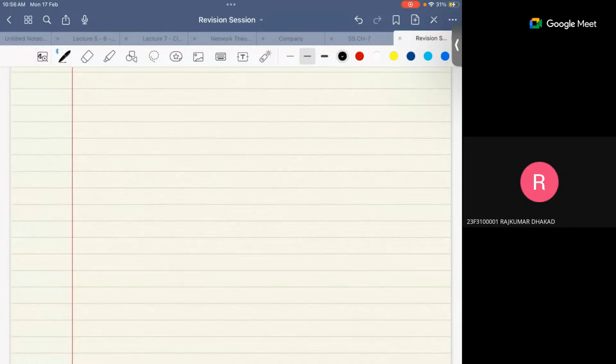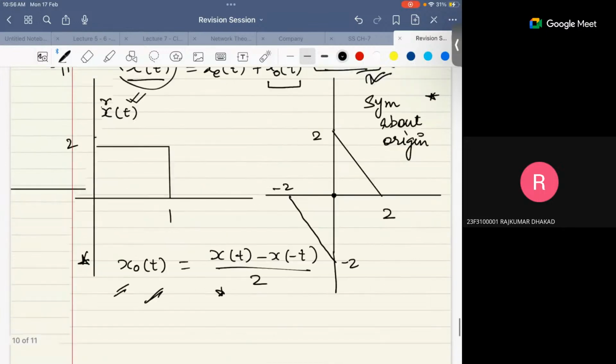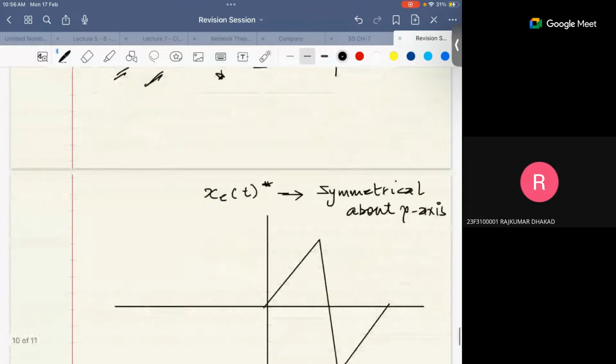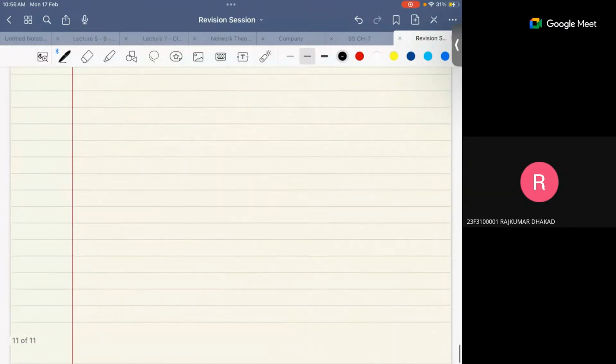Now the other type of question is from the periodic signal. Odd and even, this type of questions will be there. These are some properties: for the odd, symmetrical about the origin; for the even, symmetrical about the y-axis. Now the periodic signal. From the periodic signal, you will be asked regarding the fundamental period of a signal.